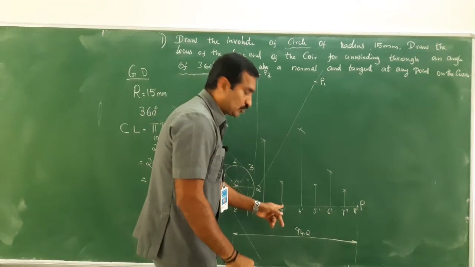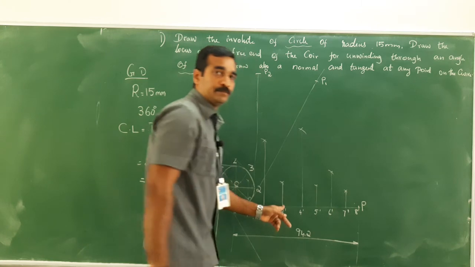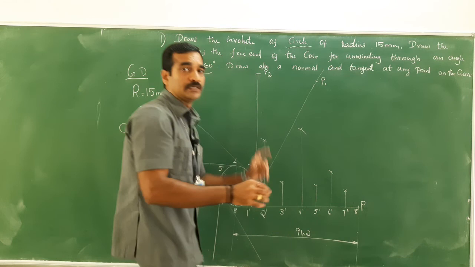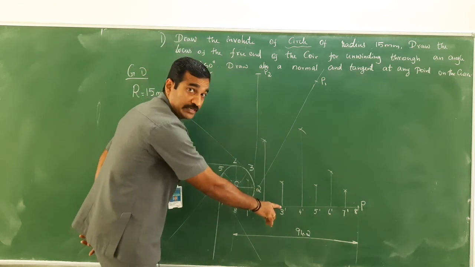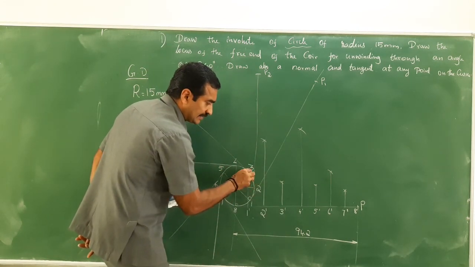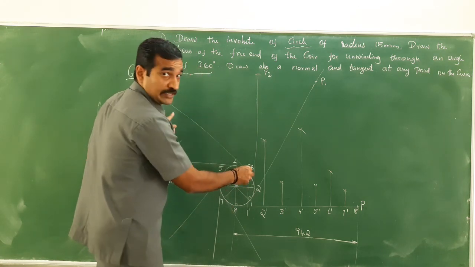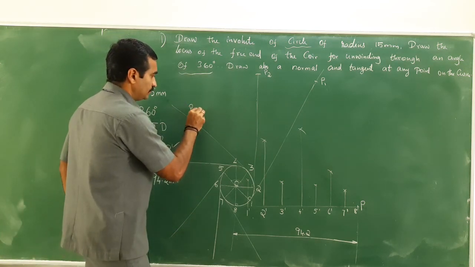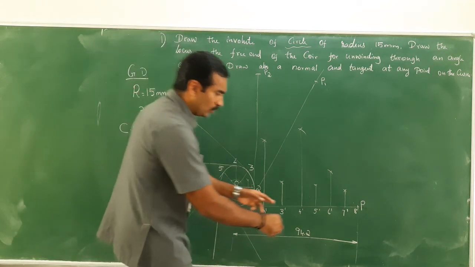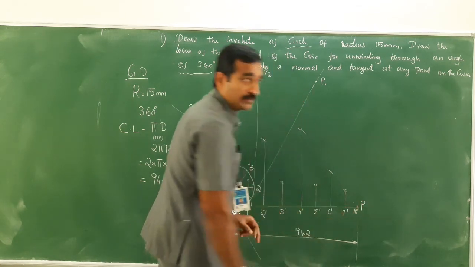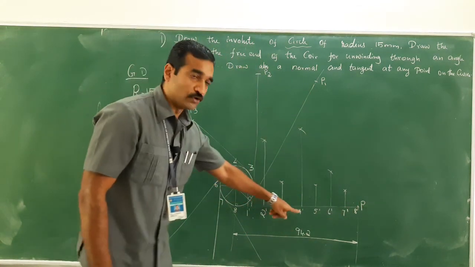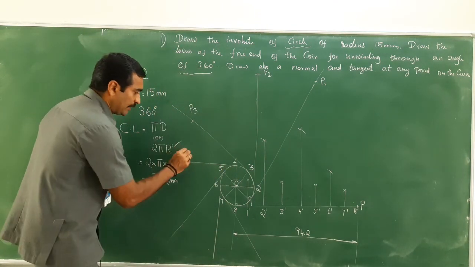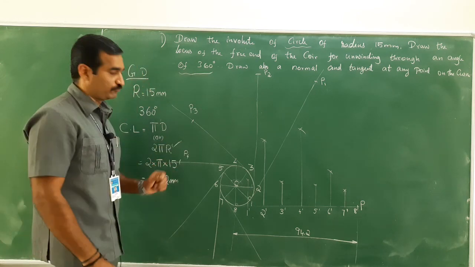Now stretch your compass from 3 dash to P. Take the length of this distance, 3 dash to P, in your compass. From where have I taken the measurement? 3 dash. Then keep it at 3 and, on the line extended from 3, cut an arc. This could be P3. Now take the measurement from 4 dash to P. Keep the compass at 4 and cut an arc. This point is P4.